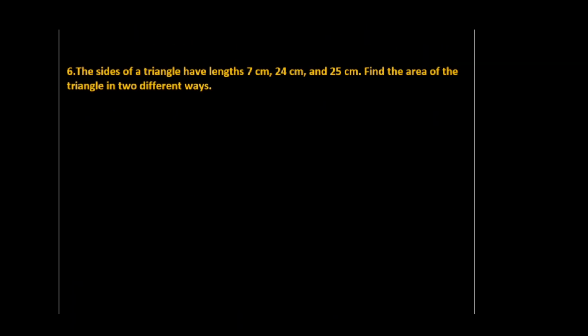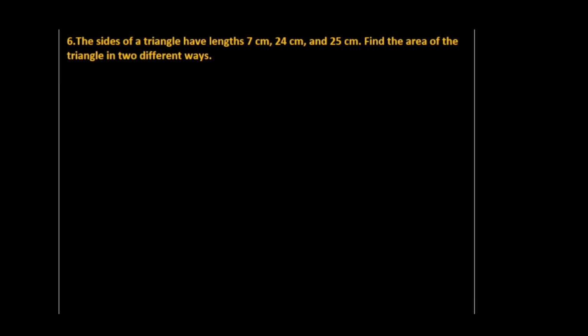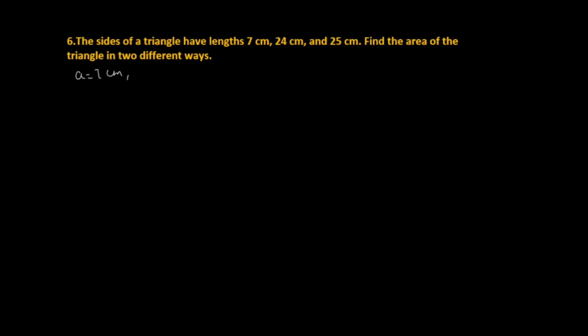Next question, the sides of a triangle have length 7 centimeter, 24 centimeter and 25 centimeter. Find the area of the triangle in two different ways. So two different ways, three sides given, so we can use Heron's formula to find the area. If we take one side A, another side B, another side C, then A is equal to 7 centimeter, B is equal to 24 centimeter, side C is equal to 25 centimeter, semi-perimeter S is equal to A plus B plus C by 2, 7 plus 24 plus 25 by 2.